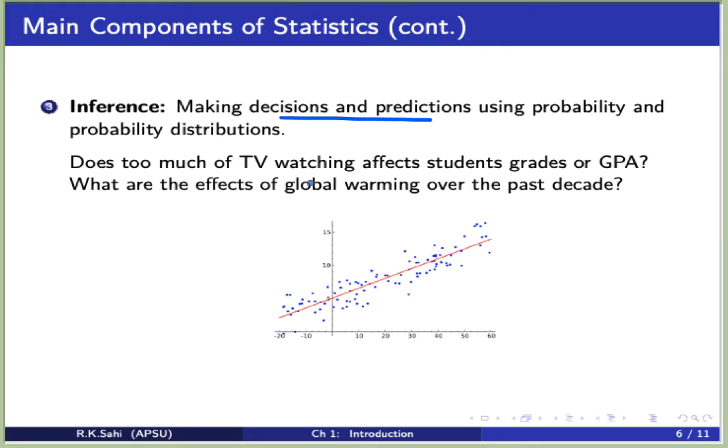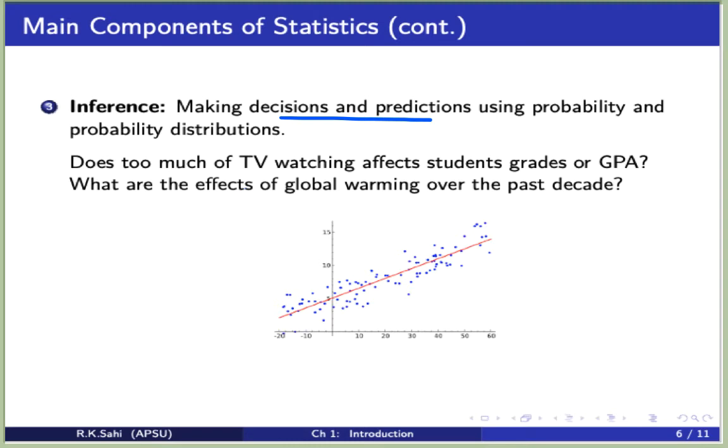For example, we said what is the average amount of TV a student is spending in a week. So the idea is, if they watch TV, is it going to affect their grades? Is it going to affect their GPA? And all those kinds of things we can look into. Or if you want to study global warming, what are the effects of global warming over the past decade? So all those things, inferences are important, and we like to make our analysis.